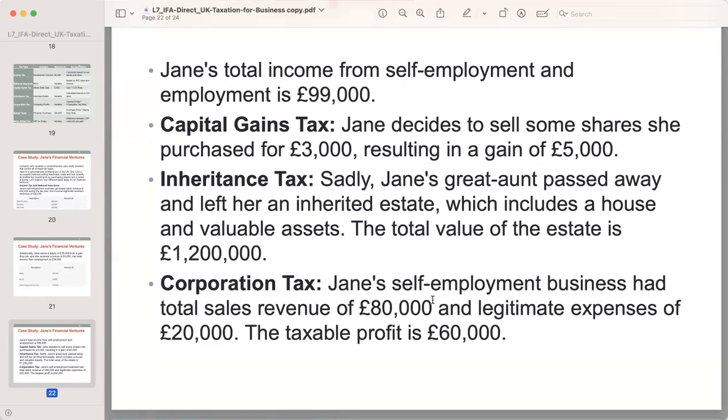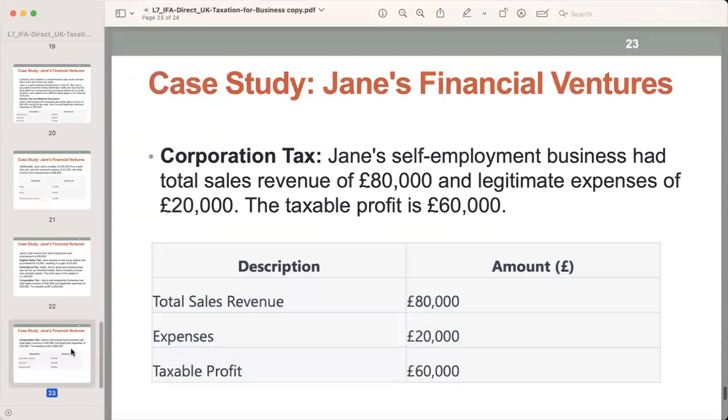Corporation tax is applied to the taxable profit of limited companies. As Jane operates as a self-employed entrepreneur, she is subject to income tax and national insurance on her business profit rather than corporation tax. So, any questions, if anyone is there?